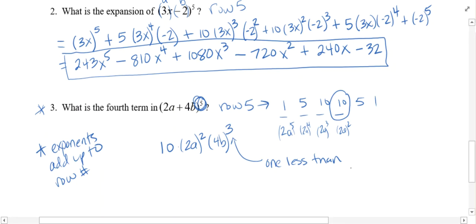it's always 1 less than the number that they're asking for. So the 4th term, this would have to be the 3rd. That's just something that you can remember. So simplify this. 4 to the 3rd power, 2 squared, and then times 10. That's the number. So this is going to equal, you can go ahead and calculate that, 2560. When I look here, I should have a squared, b to the 3rd.